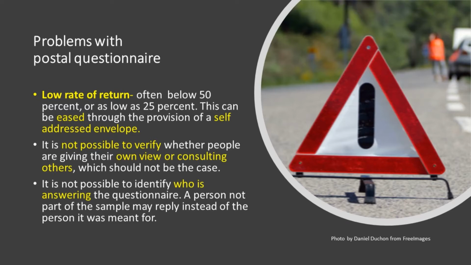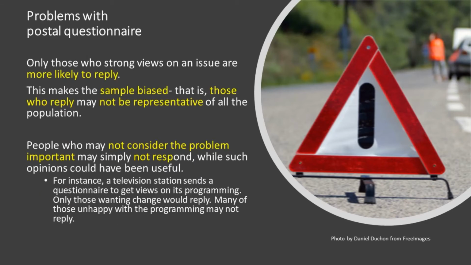At a distance, it is not possible to verify whether people are giving their own view or consulting others, which should not be the case. The person identified to be part of the sample is in fact providing the views of another person and not giving his views frankly. In the same way, it is not possible to identify who is answering the questionnaire. A person not part of the sample may reply instead of the person it was meant for. At times, those who hold strong views on an issue are more likely to reply. This makes the sample biased, that is, those who reply may not be representative of the population.